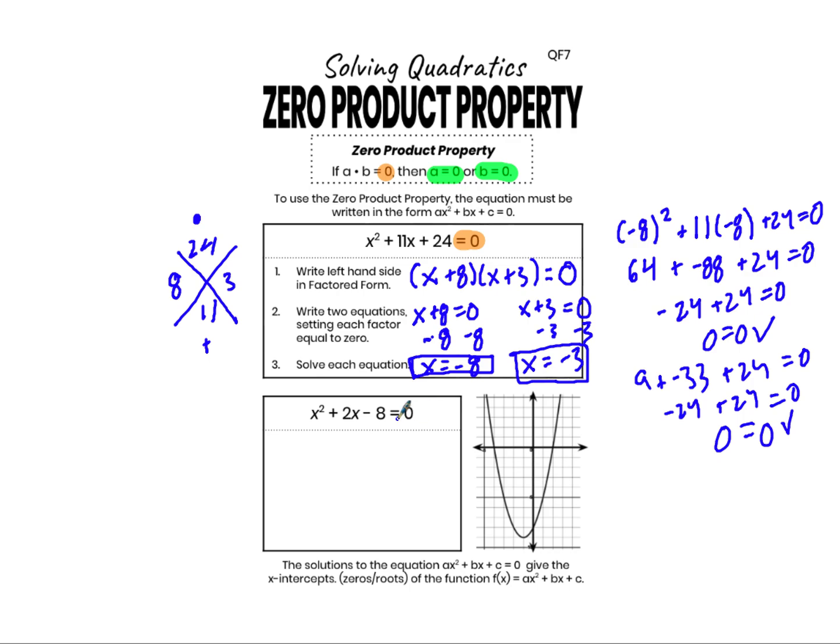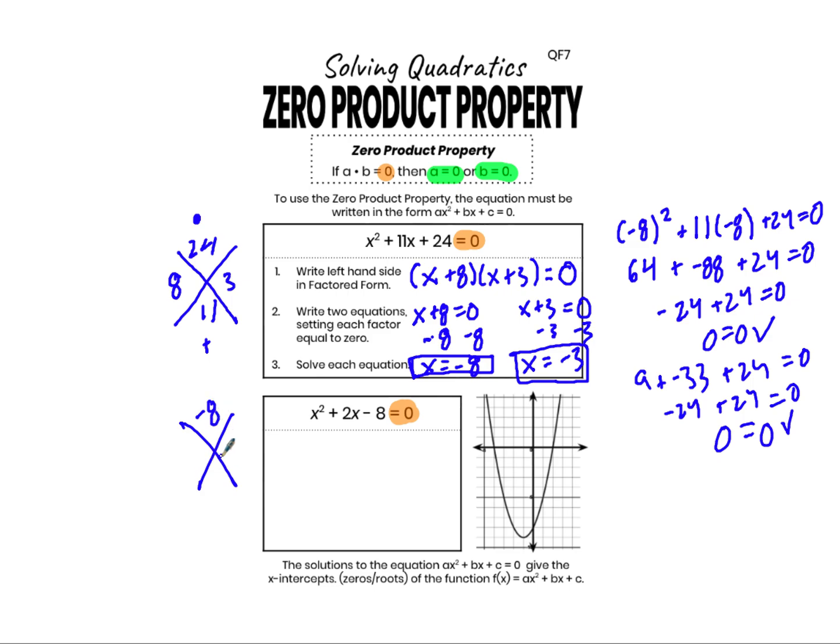Here is a second example, x squared plus 2x minus 8 equals 0. First thing that I'm verifying, my equation has to equal 0. If my equation does not equal 0, I cannot use the zero product property. So I have met that requirement.